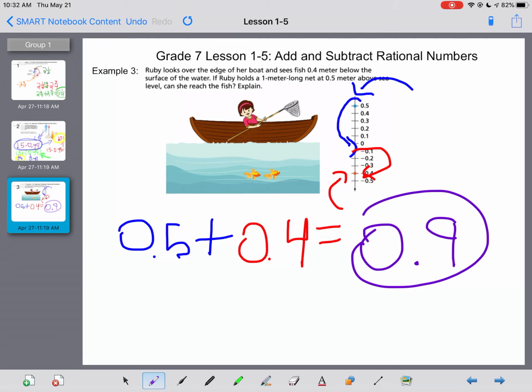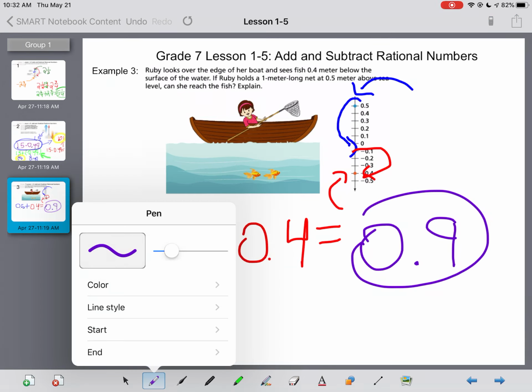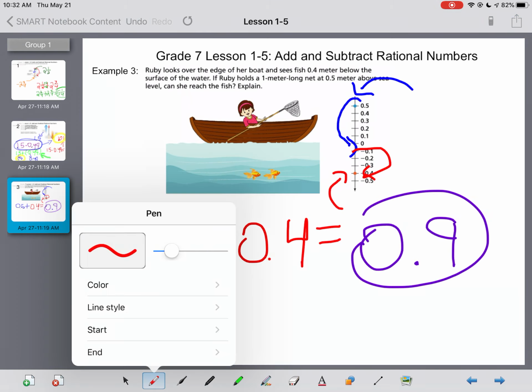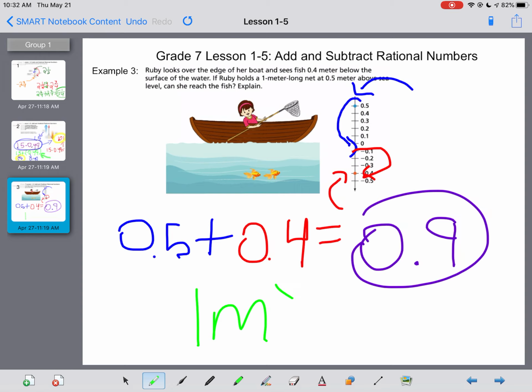Will her 1 meter fish net reach? Yes, of course, because 1 meter is bigger than 0.9 meters, so she will definitely be able to reach these fish. It'll actually go 0.1 meters past the fish, which is good, so she can reach the fish, and she can hopefully scoop them up, or reel them in, we should say. So, hope this helps.